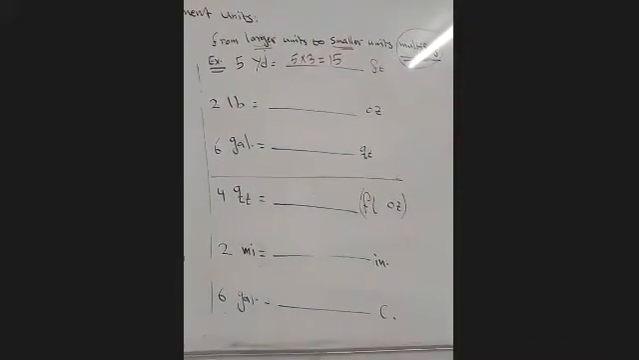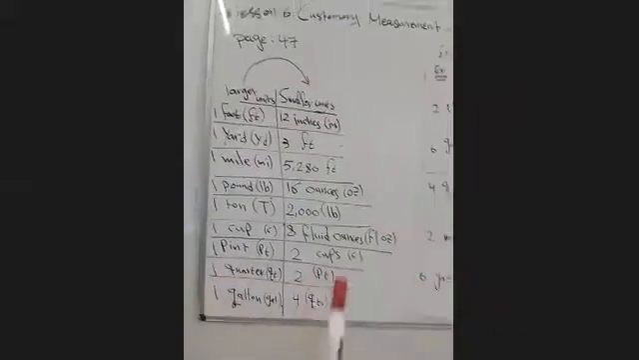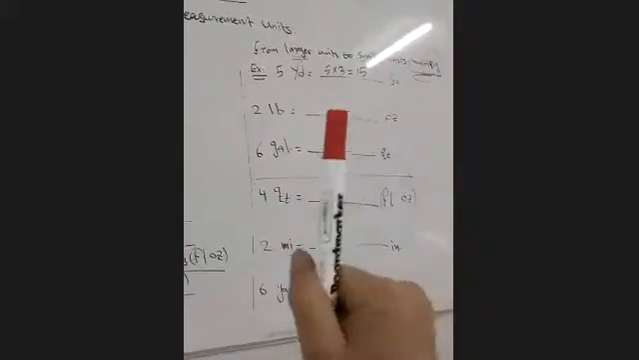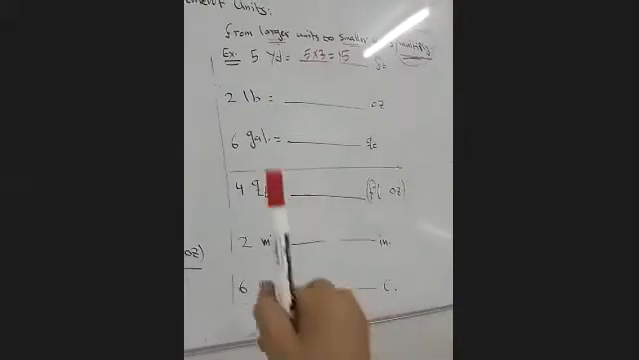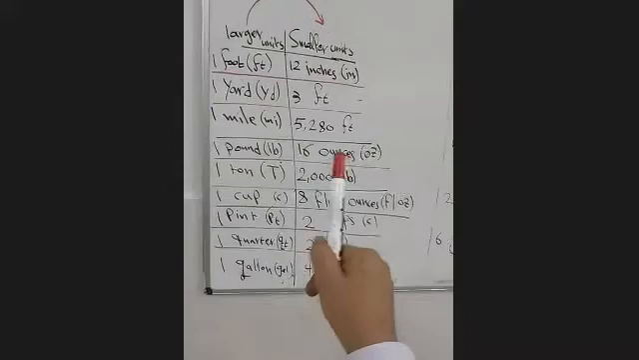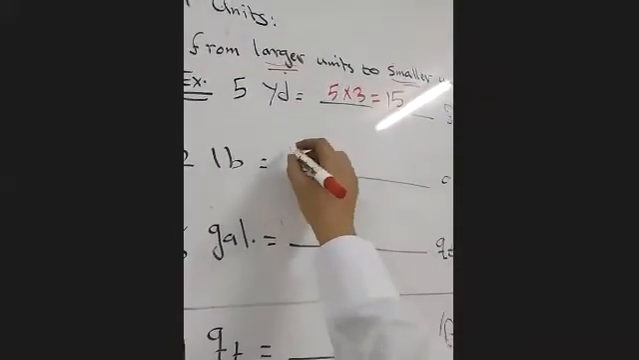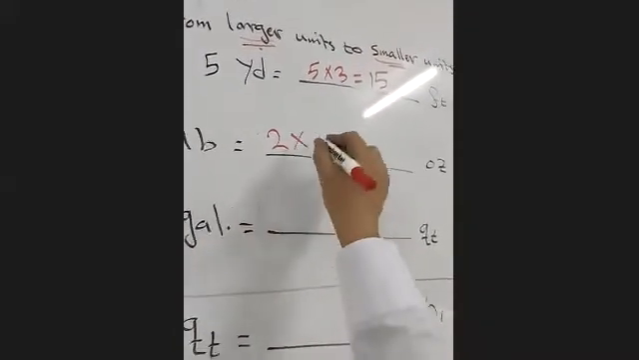What we will do? We will do 2 multiply 16. Now, guys, we will go to the table in front of you and search for the direct relationship between pounds and ounces. And I have here the direct relationship between pounds and ounces. 1 pound equals 16 ounces. But 2 pounds, as Iyad said, 2 multiply 16, which is 32. 32 ounces. It's an easy one.